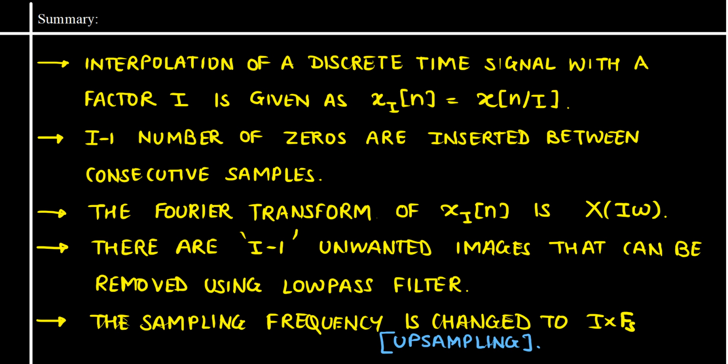Moreover, we saw that the Fourier transform of xi of n is obtained as xi of omega, which means we are having a scaling of 1 by I in the omega axis. So we are having some kind of shrinking effect in the omega axis. We saw that there are I minus 1 unwanted images in the Fourier transform, which can be removed easily by the low pass filters. And we also saw that when we interpolate by a factor of I, we are basically increasing the sampling frequency by a factor of I, and this is known as upsampling of the signal.